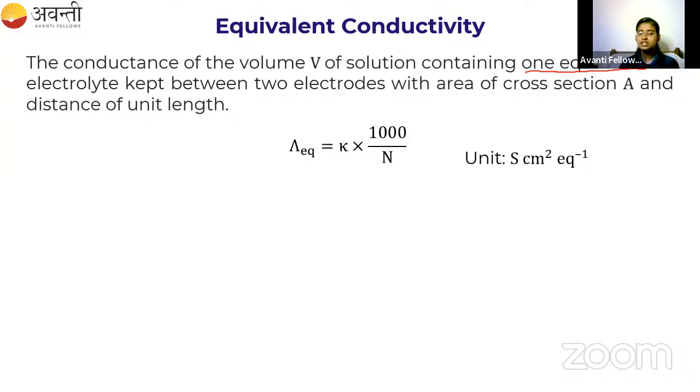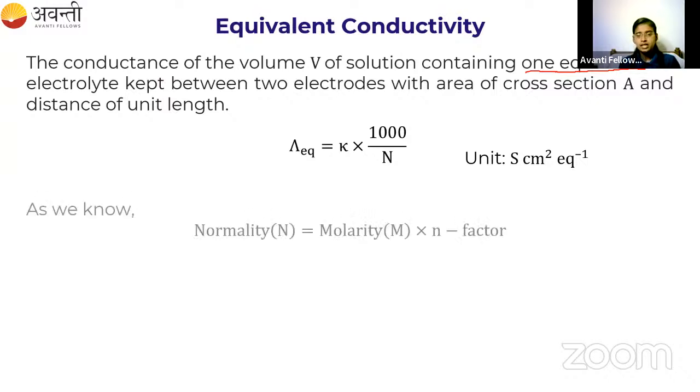Normality is also one of the concentration term. Okay, but it will not be present there in solutions lesson or in your class 11 lessons. Okay, but it is also one of the concentration term. Got it? And the unit for this equivalent conductivity is Siemens centimeter square equivalent inverse. Okay, instead of mole inverse, we have to use equivalent inverse here. Got it? And as we know, normality is equal to molarity into N factor.